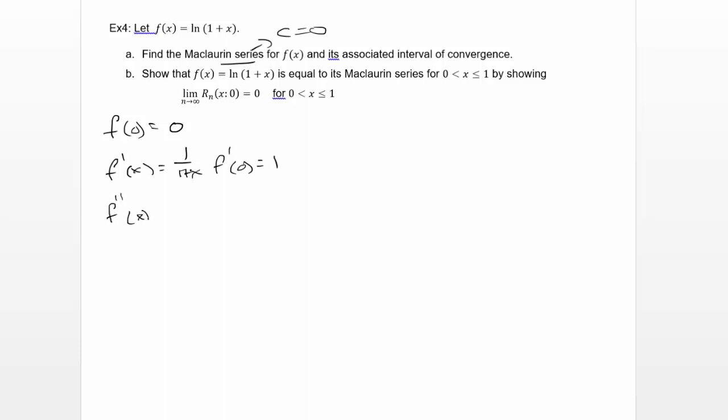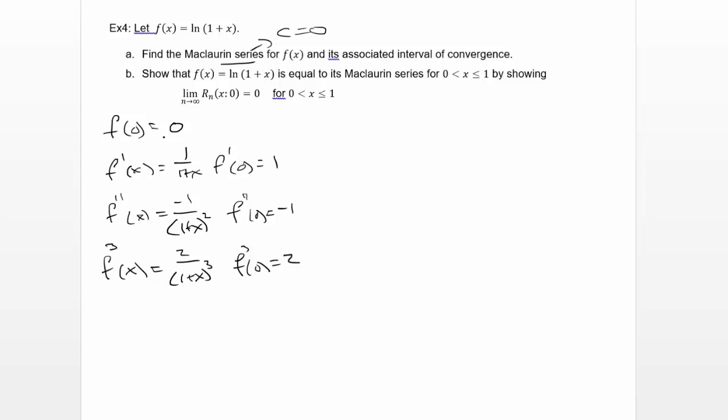Second derivative, this is (1 plus x) to the minus 1, so this is minus 1 over (1 plus x) squared. So the second derivative at the center is negative 1 over 1 plus 0 squared, or negative 1. The third derivative, bring down the minus 2, and this is equal to 2 over (1 plus x) to the 3. So the third derivative at the center point is 2 over 1, which is 2.